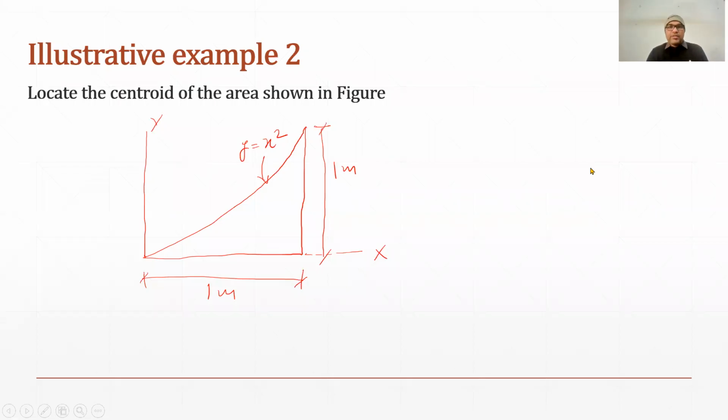Hello, welcome back. So in this part, we will solve another example to locate the centroid. In this example, we have to locate the centroid of this area, and this area is involving the curve, and the equation of the curve is already provided in the form of y equals f of x, which is x square.